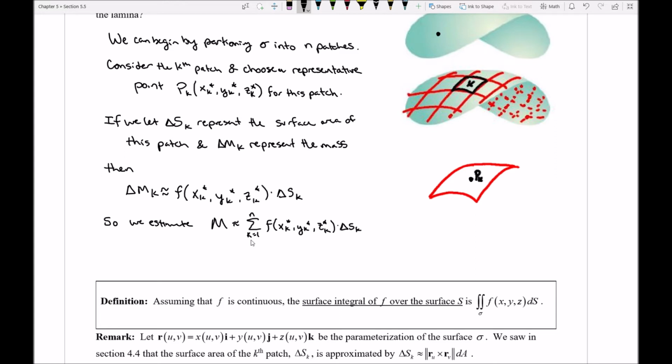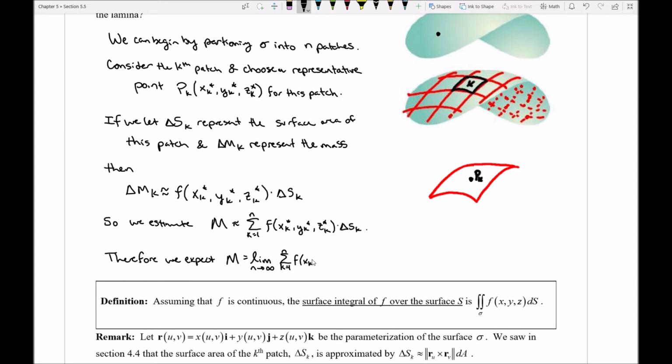And so we would expect that as we let n increase, as n continues to get larger and larger, and we have more and more patches on here, and they all get smaller, our approximation would eventually approach the correct value. So then I can say that therefore we expect that m could be defined exactly as the limit as n, the number of patches, goes off to infinity.